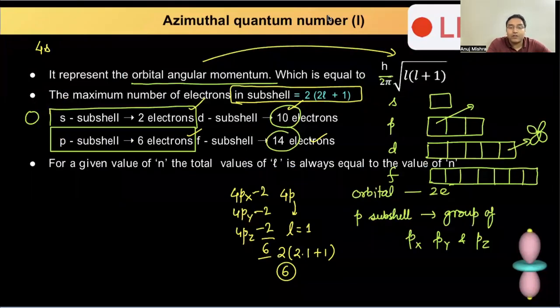The given value of n, the values of L is equal to the value of n. Everyone will have run a concept clarity poll quickly, to understand your concept clarity, and then we can talk about the other things.